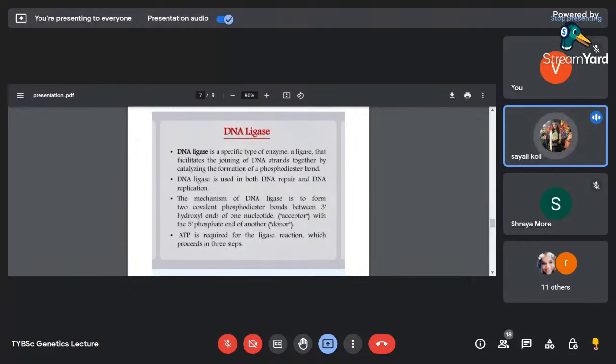The mechanism of DNA ligase is to form phosphodiester bonds between the hydroxyl end of one nucleotide and the phosphate end of another donor. ATP is required for the ligase reaction, which proceeds in 3 steps.